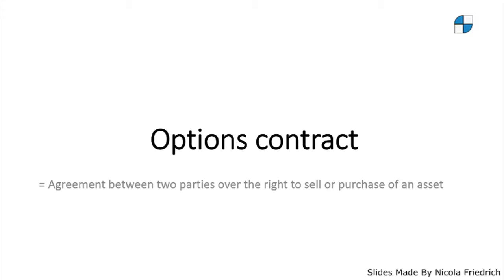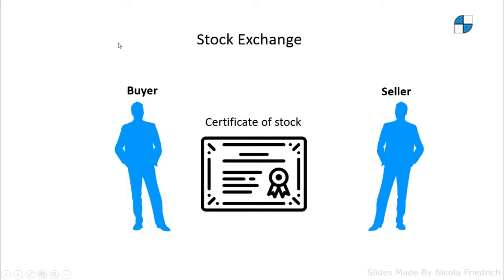Today we're going to give some introduction on option contracts. An option contract is just an agreement between two parties, a buyer and a seller, over the right to sell or purchase an asset. So the buyer of the option has the right, and the seller of that option has the obligation. So let's watch an example.